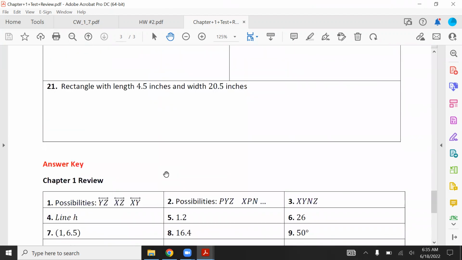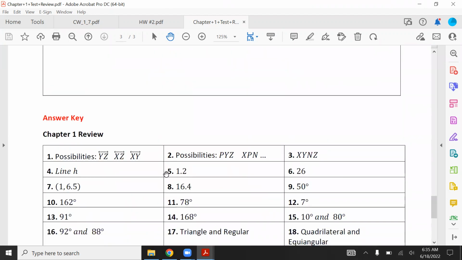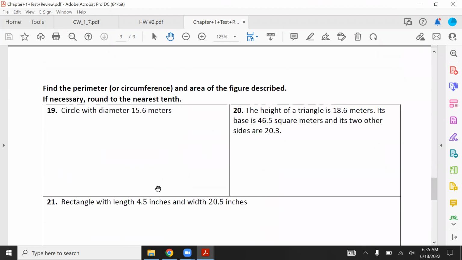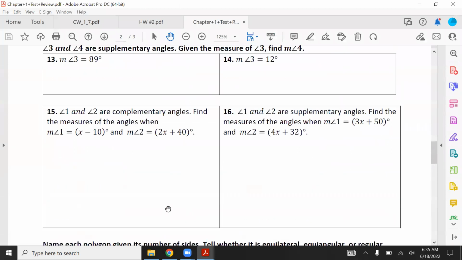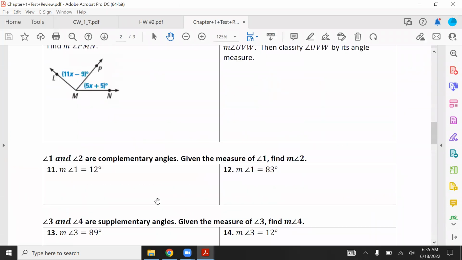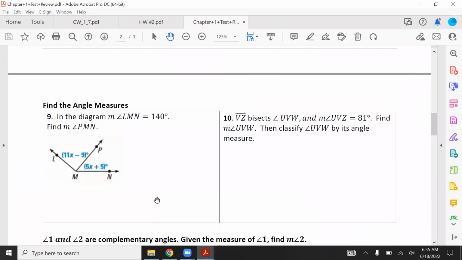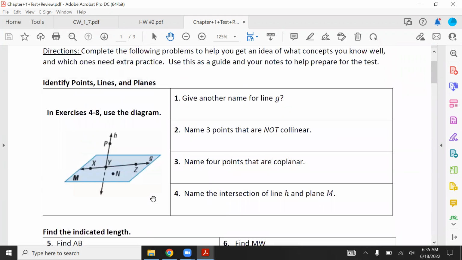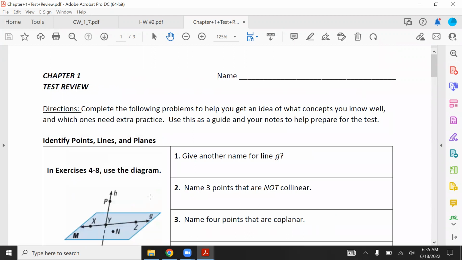But anyway, I think all the answers are provided. That's nice. Okay, so you can see how you're doing with this. You can see some area and perimeter stuff are at the end. Naming polygons, supplementary angles, complementary angles, bisecting angles, some algebra involved, bisecting segments, naming points, all that stuff. So this is a great review to make sure you're understanding everything we've done so far. So, okay, this video is taking a little longer than I had hoped, but I think we're done.